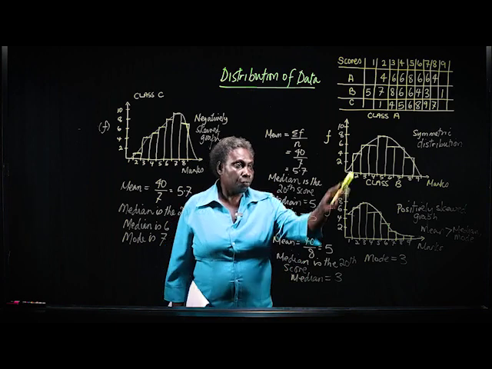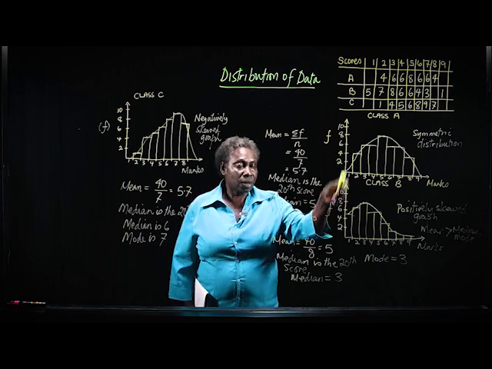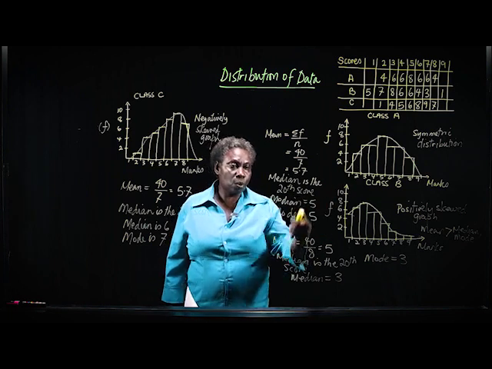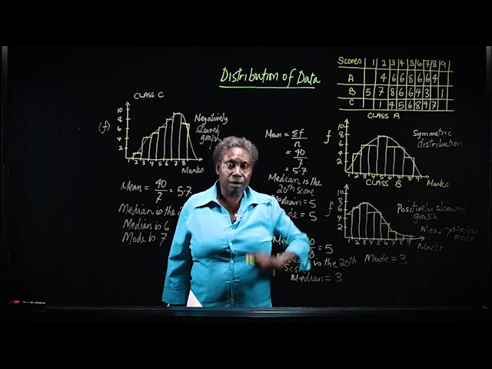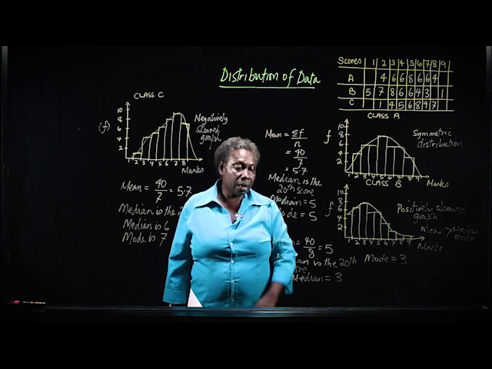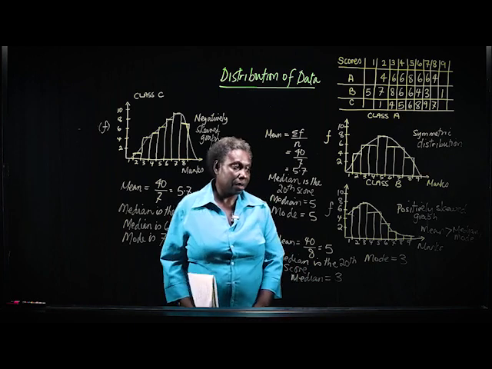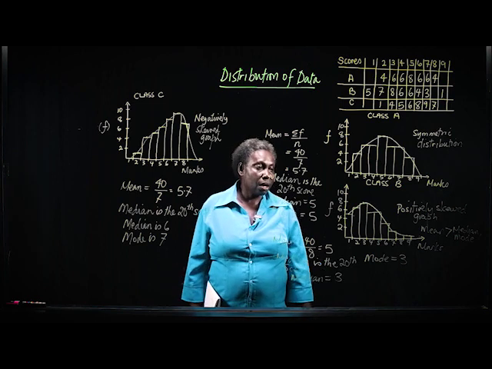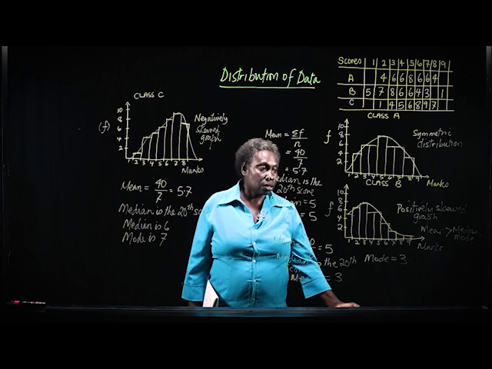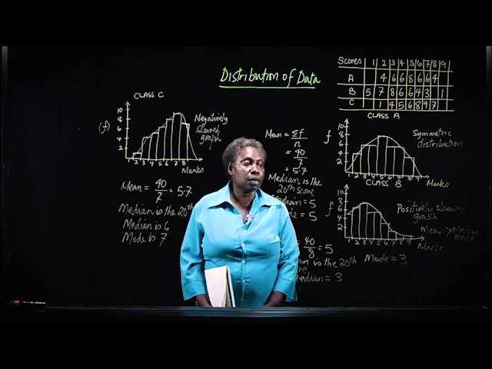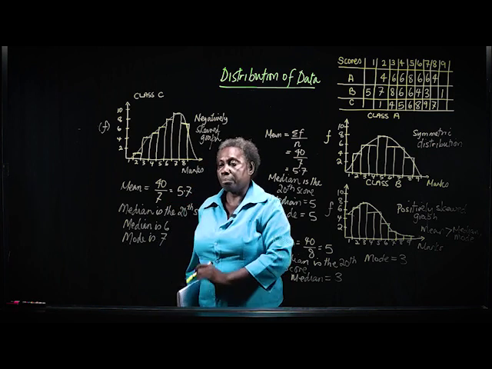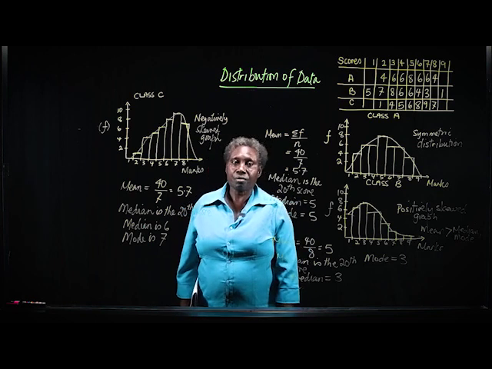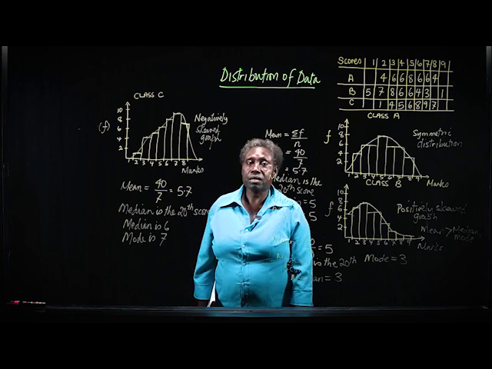Now, from these three classes, we can see what the distribution of the graphs would look like. When the mean, median, and the mode are almost the same, the graph is equally distributed. When the mean is greater than the median and the mode, it is skewed to the left or leaning to the left, and it is a positively skewed graph. When the mean is less than the median and the mode, it is leaning to the right, and that is a negatively skewed graph.